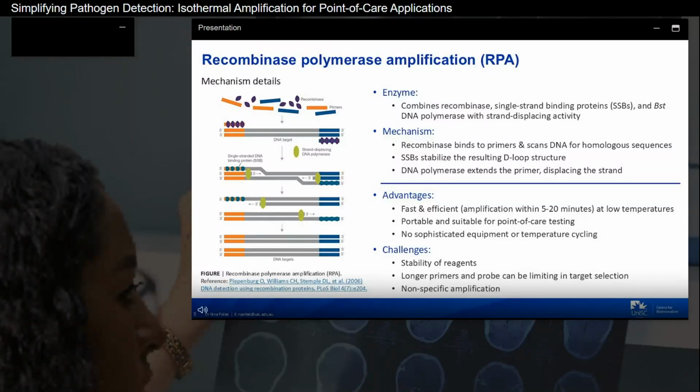What makes RPA noteworthy? Definitely its speed and efficiency. RPA can complete amplification in just 5 to 20 minutes at temperatures around 37 to 42 degrees, making it one of the fastest isothermal techniques. It's very portable. It's ideal for point-of-care testing, as it doesn't require sophisticated equipment or thermal cycling. Just a battery-operated heating block will do the job.